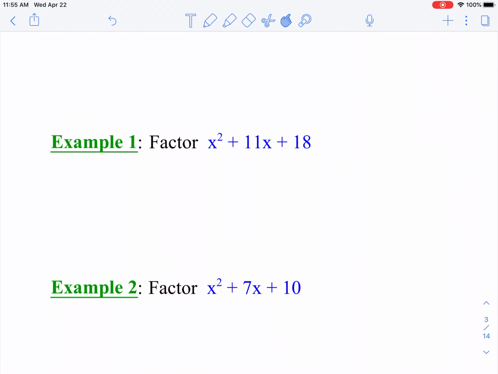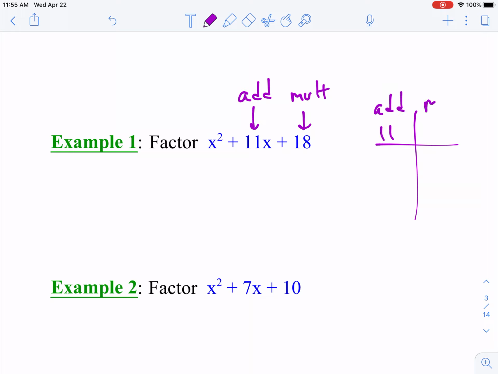All right, let's try a couple together now on this slide. So again, the process is you want two numbers that add up to the middle and multiply to the end. Now you might be able to come up with them right away. Like two numbers that add up to 11 and multiply to 18, you might be able to think of them in a snap, right? Other people might need to actually draw this little chart out and use a calculator. That's fine, as long as you come up with the correct two numbers.